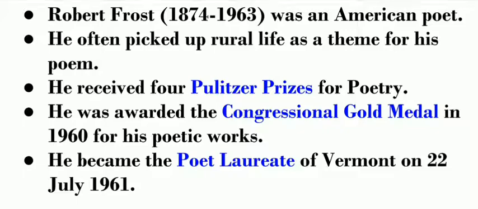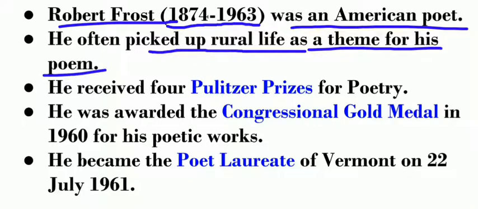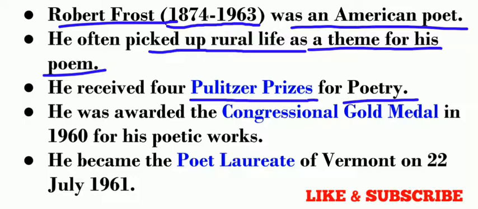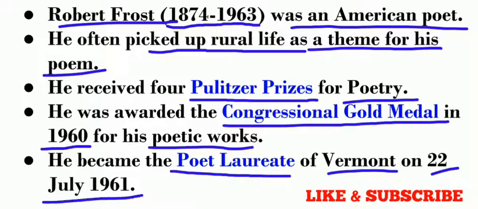So before going to the poem, we will discuss a few points about the poet. Robert Frost, born in 1874 and died in 1963, was an American poet. He often picked up rural life as a theme for his poems. He received 4 Pulitzer Prizes for his poetry. He was awarded the Congressional Gold Medal in 1960 for his poetic works. He became the Poet Laureate of Vermont on 22 July 1961.